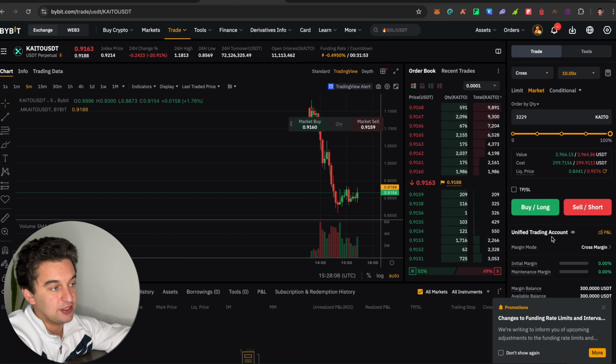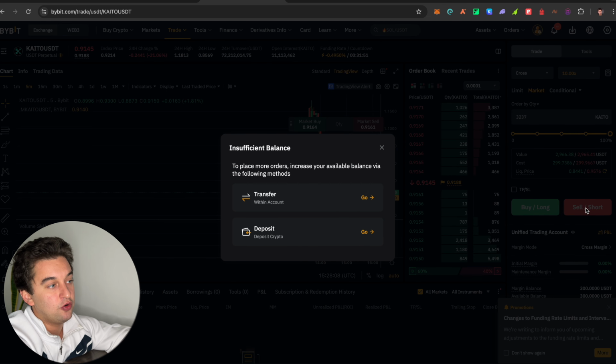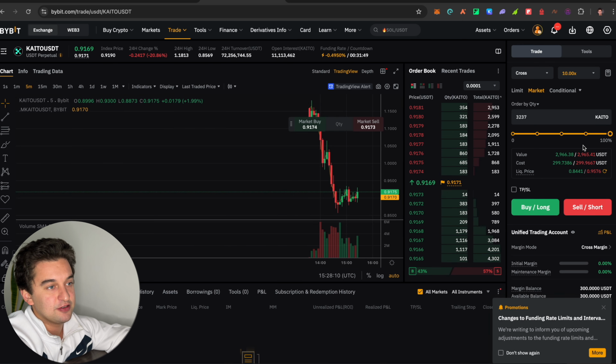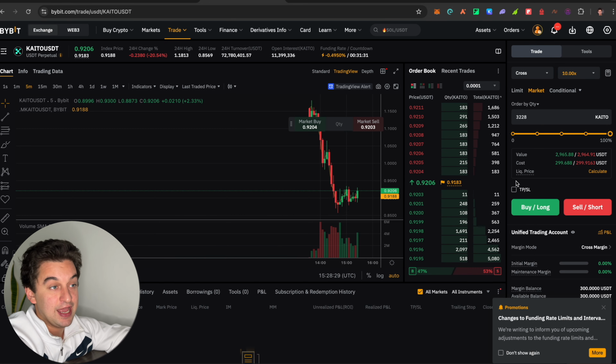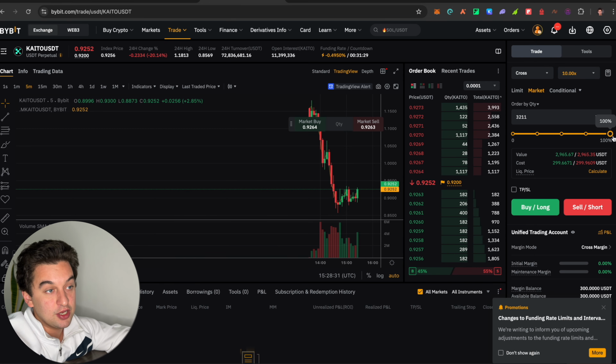Once you want to go and start a trade, what do? You simply click over on sell short. It gives me insufficient funds when I do have the funds. So let's try again, as I do have them over here. Click on sell short, and it is not allowing me. So to place more bets, increase your available balance via the following method: transfer between the account, or you simply deposit. As we said before, you can go and transfer, and you need to have them over in your position, which I do have.